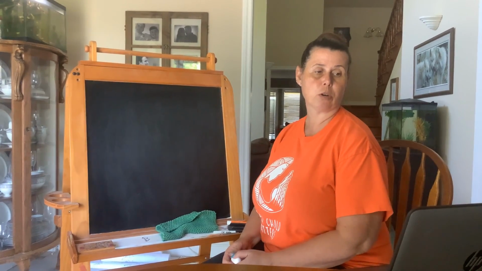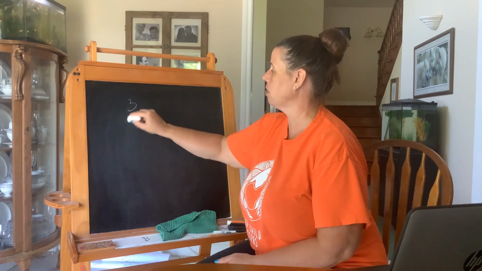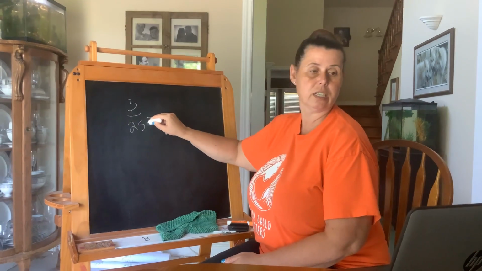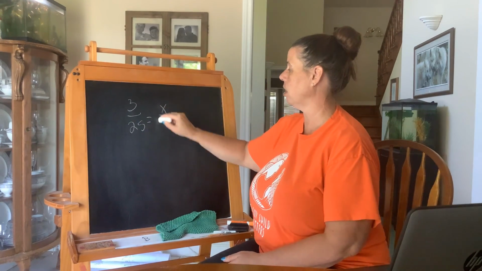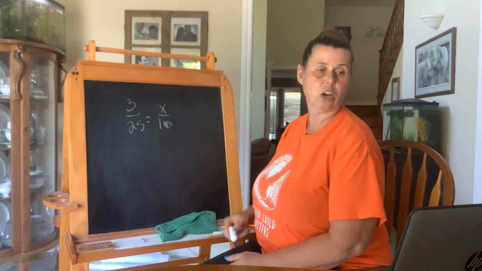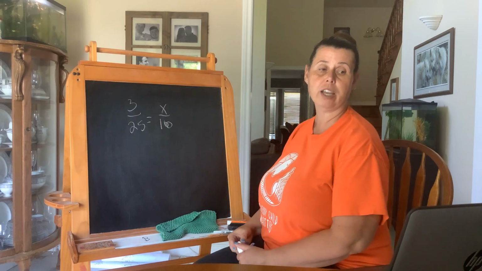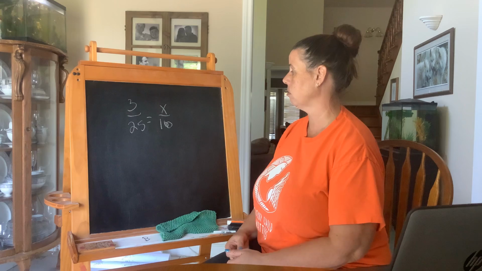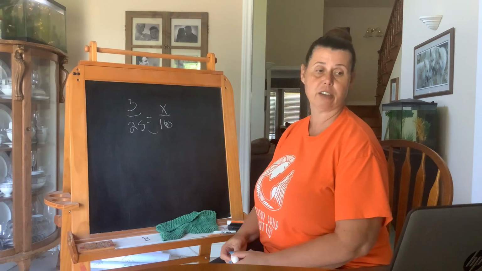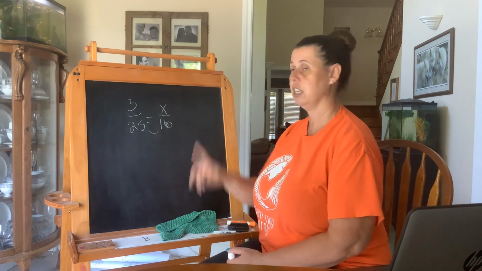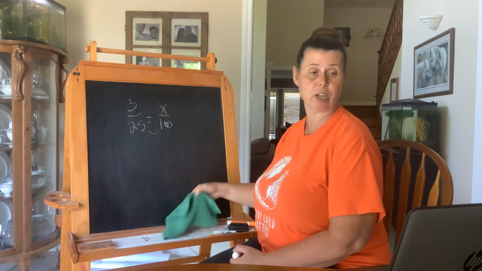All right, explain number 5. Explain why the proportion 3 over 25 is equal to x over 100 would be easy to solve. Why would this be easy to solve? Well, you know very well that I can get from 25 to 100 easily. It's a one-step answer, so that's why it would be easy to solve.